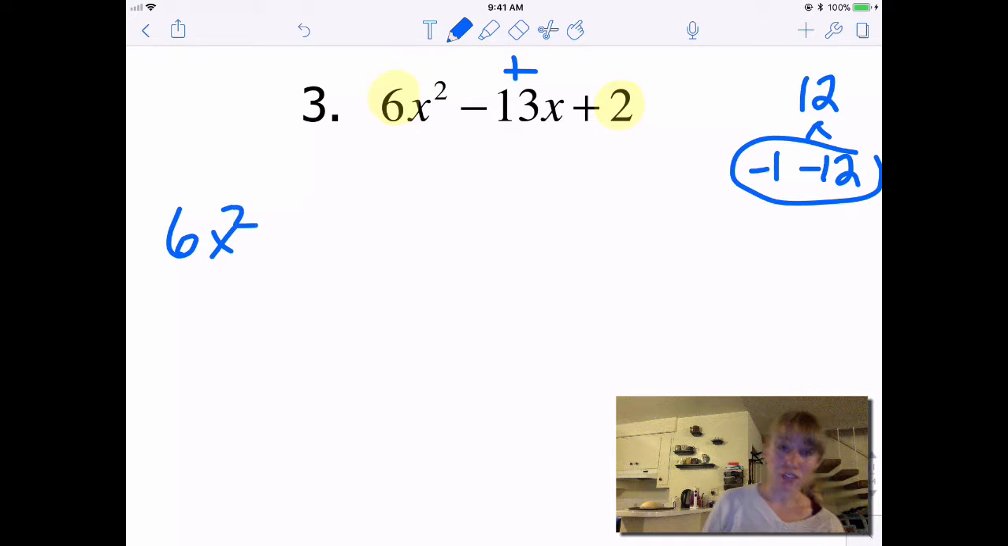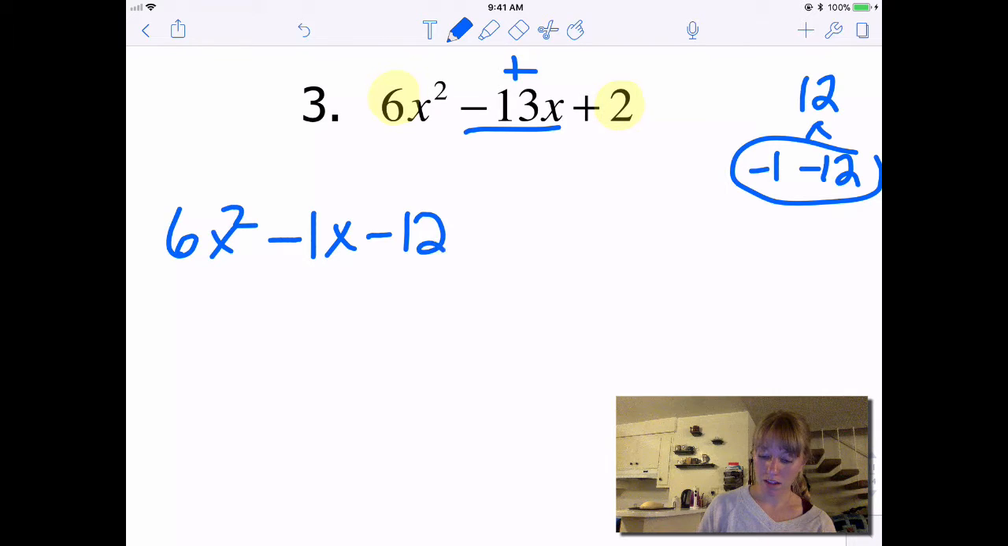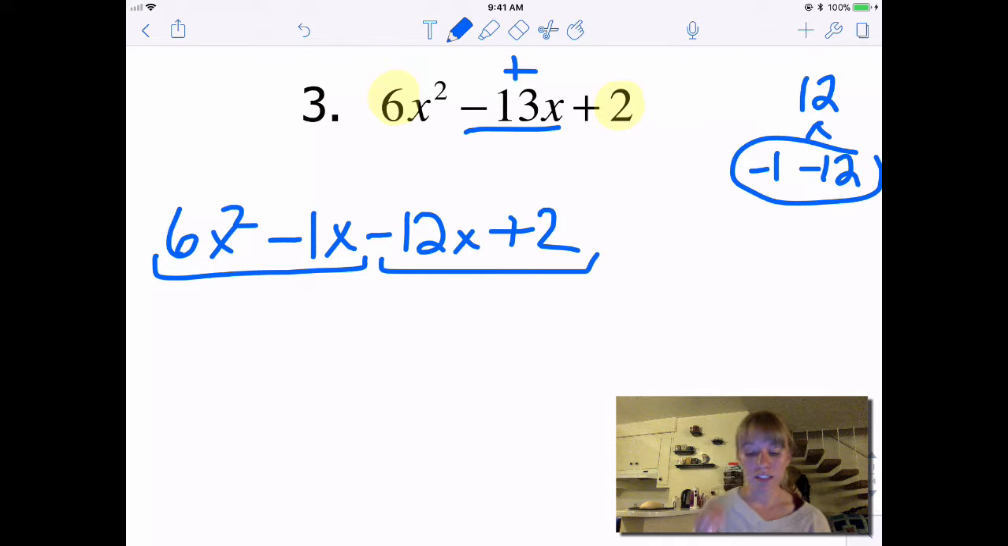6x squared doesn't change. What does change is the middle term. The middle term is going to be negative 1x minus 12x. And then that 2 also stays the same. Factor by grouping. It looks like my GCF in the first two terms is just an x. And when I take an x out, I get a 6x minus 1.